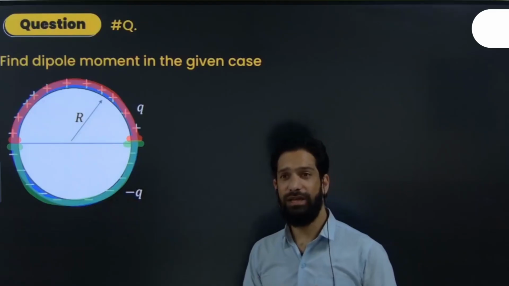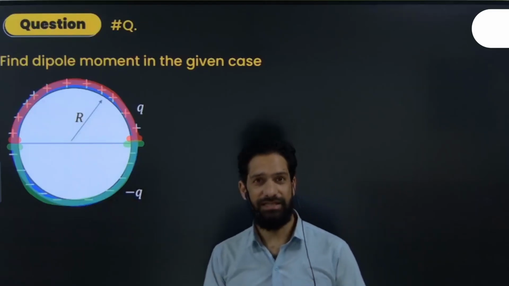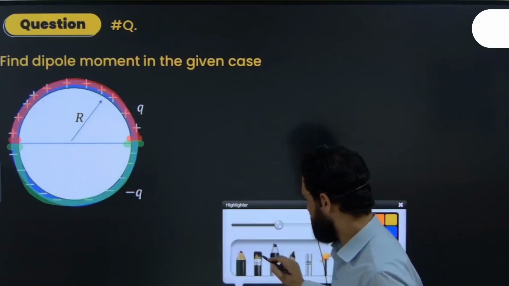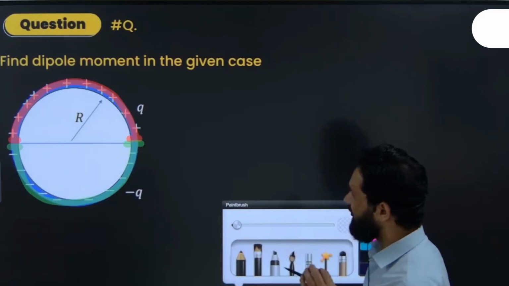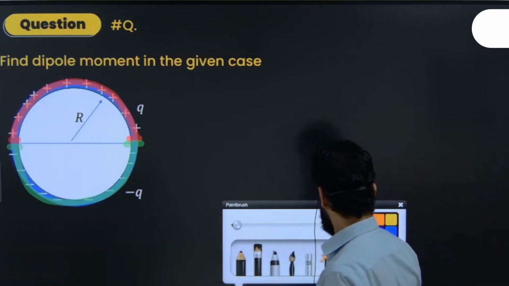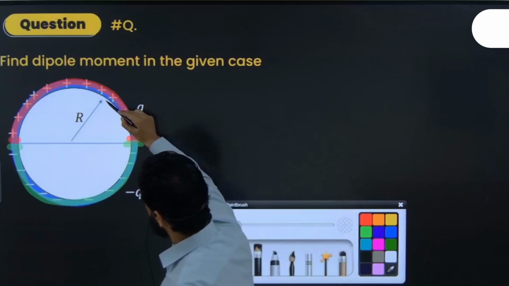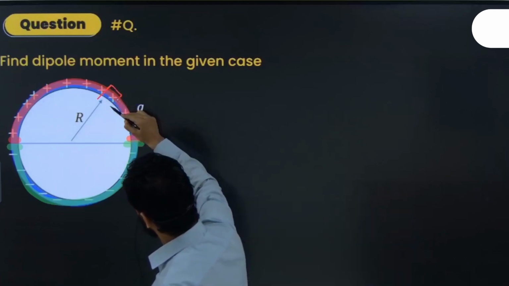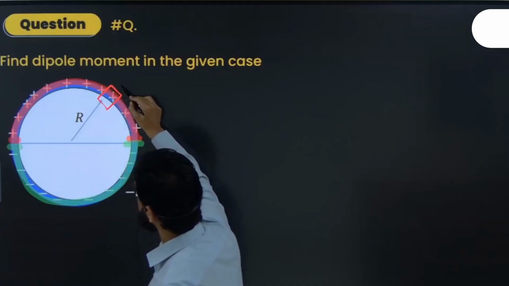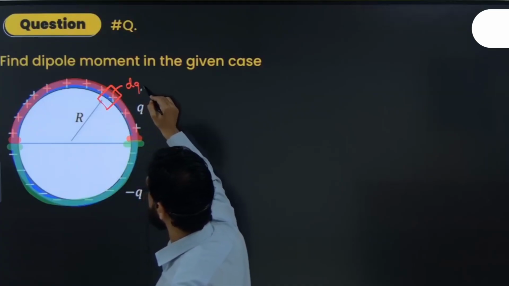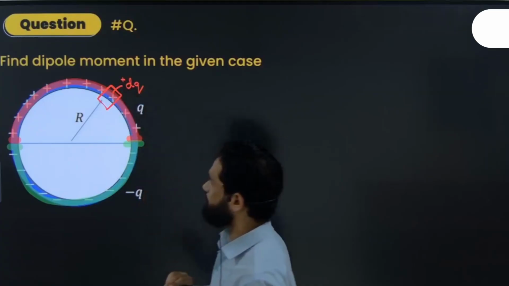First of all, how can we convince ourselves that yes, this is a dipole? How can it be convinced? We just take, for example, a small element anywhere, a small element of positive charge here. What can be the charge of this? Let it be a small charge dq, but positive dq.